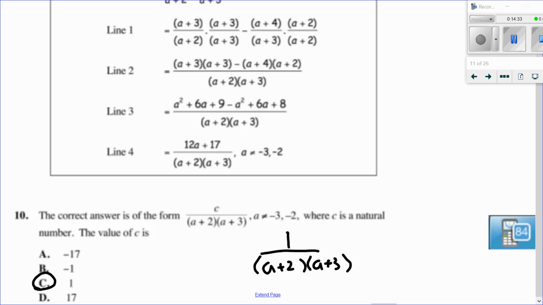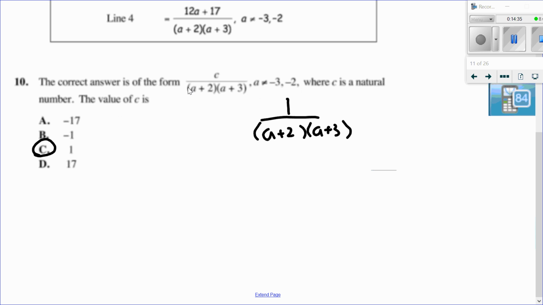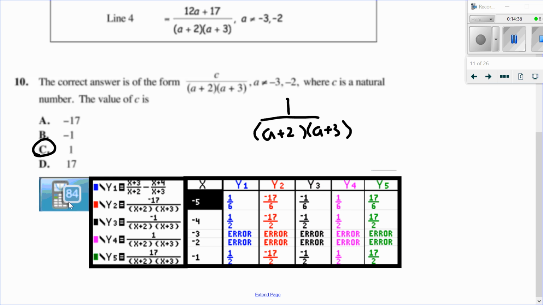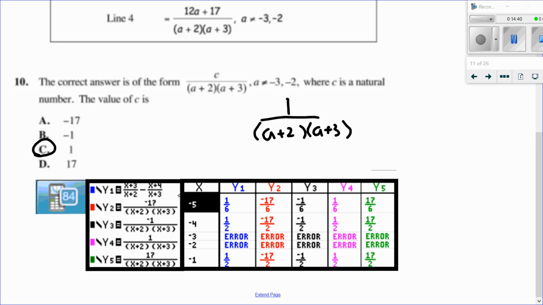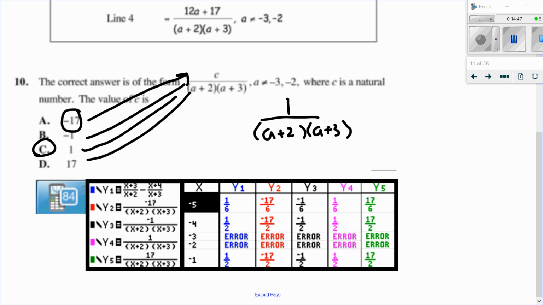Okay, so what I can do actually in my calculator, since it's a multiple choice question, I can put the original question into y1, and then notice what I'm doing. Negative 17 as C, and then negative 1 is C, 1 is C, and 17 is C. Just replacing each of those numbers in there. And you can see that y1, the question, matches with this one right here. So I know Y4 is the match, and Y4 was A, B, C. So that's why C is the correct option.